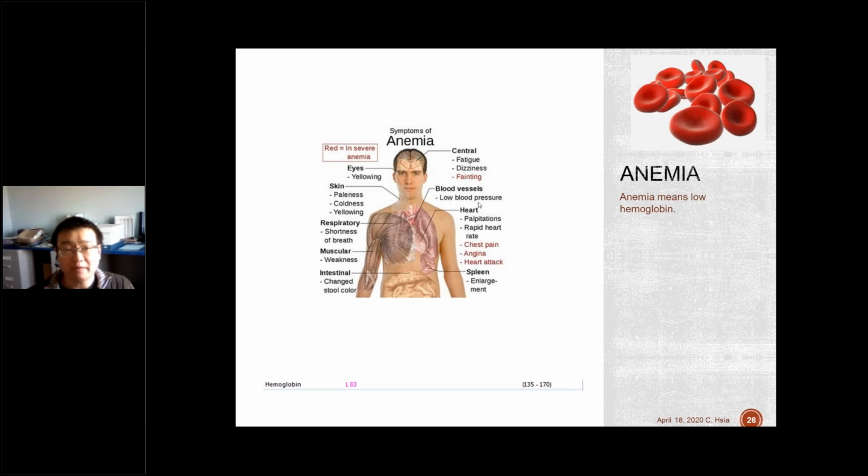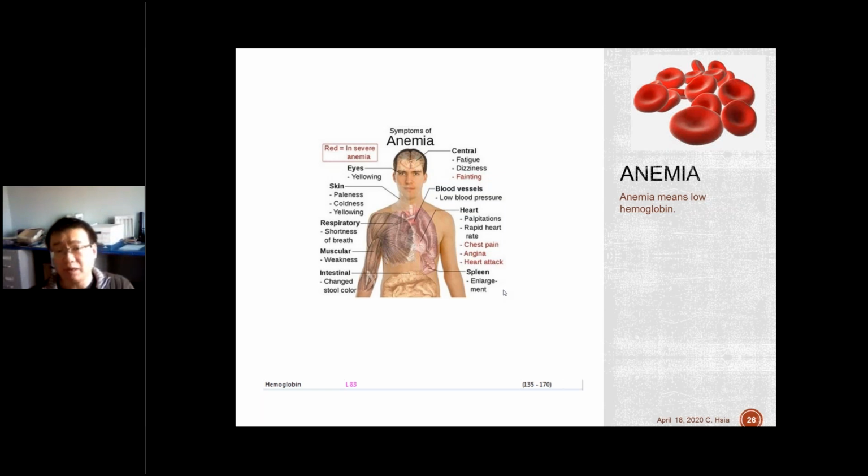Blood vessels, you might have lower blood pressure. Heart, you might have a faster heart rate because, again, your heart is pounding faster, so you might have palpitations or the sensation of your heart racing or skipping a beat. People might even have outright chest pain, angina, and heart attacks because not enough oxygen is getting to the muscles of the heart. And then in some patients, the spleen might get enlarged for different causes. So that's why hemoglobin is very important.